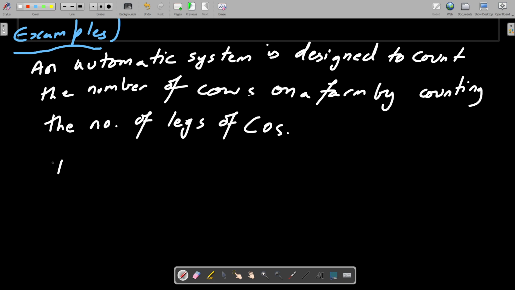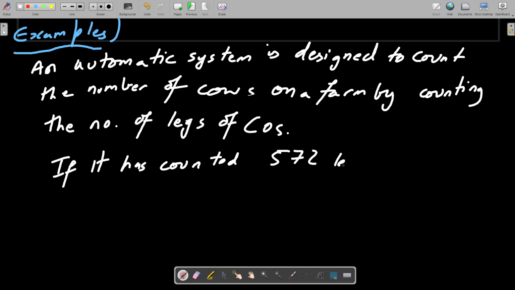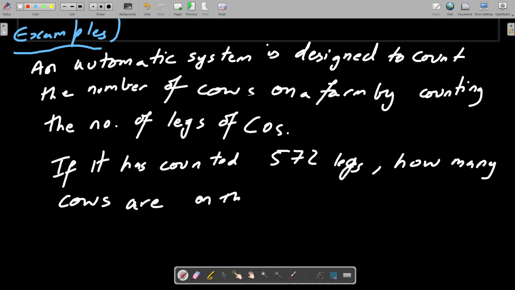Okay, if it has counted 572 legs, how many cows are there on the farm?